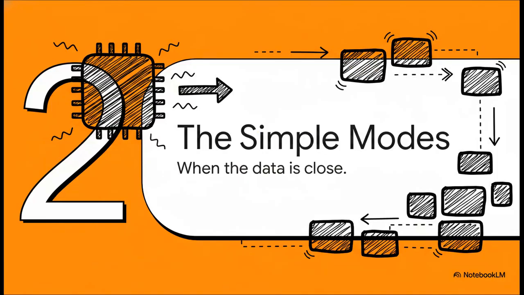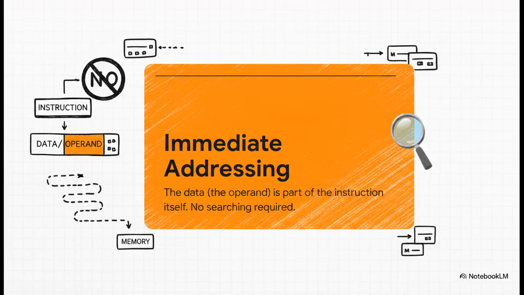Okay, let's start with the easiest cases, the modes that get used when the data is pretty much sitting right in front of the CPU's face. This one's called immediate addressing, and it is the most direct mode you can possibly get. The data isn't in memory, it's not even in a separate storage spot, it's literally baked right into the instruction code itself. No searching necessary.